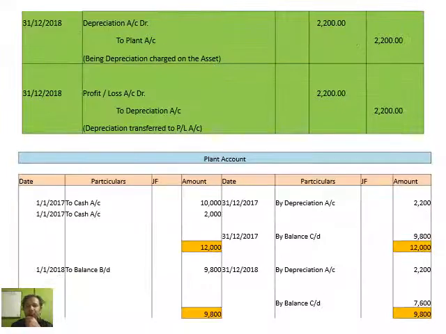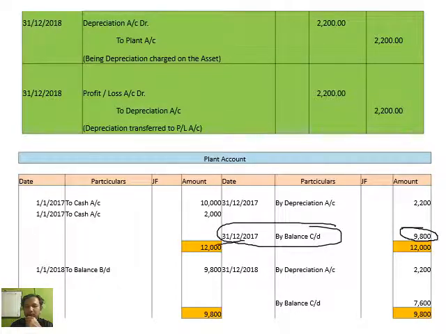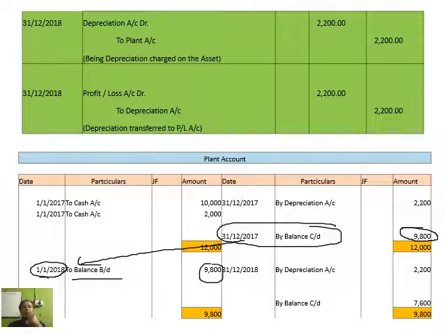So how does it happen? If you see, the balance of this figure, that means 9,800, is the balance on 31st of December 2017. Now this is automatically transferred to the next year, that is on 1st of January 2018, to balance brought down 9,800. So we are transferring that figure to the next year's opening balance. That means the closing balance of one year becomes the opening balance of the next year.